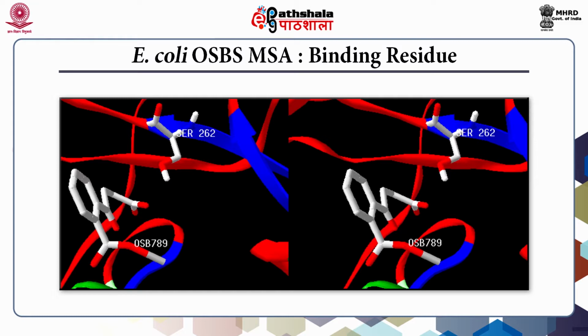The 3D structure of OSBS bound to product OSB shows the presence of the hydroxyl group of serine near the carboxylate group of the succinyl moiety of the product OSB. Therefore, this helps in increasing the affinity of the enzyme for the substrate or the product.